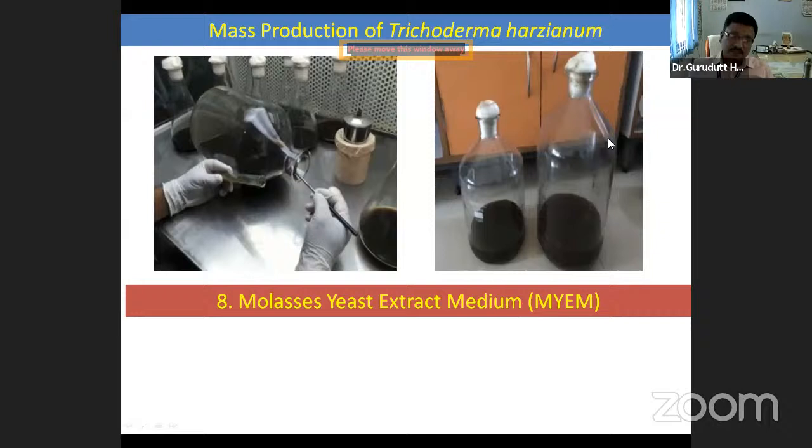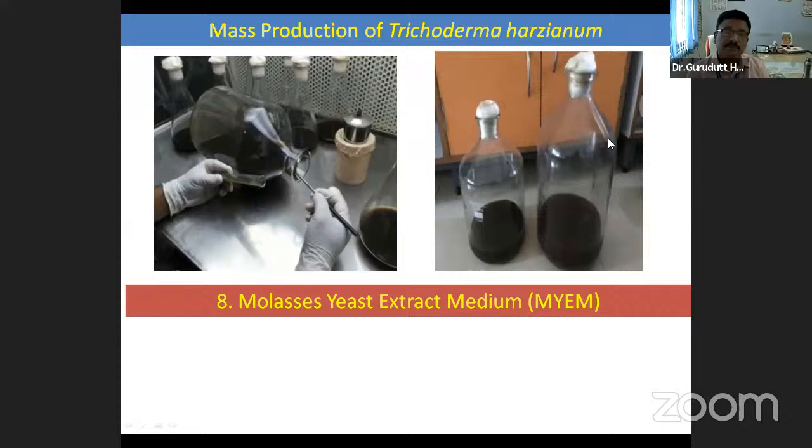Then the next step is we are using molasses yeast extract medium. This is a low-cost technology we are following, because our area is blessed with so many sugarcane industries, and we are getting this molasses through an MOU, Memorandum of Understanding, between the sugarcane industries and the universities. The university is kind enough to give them technical guidance, and we get this molasses. Molasses is considered one of the best substrates for the faster multiplication of Trichoderma harzianum, so that the cost can also be reduced.